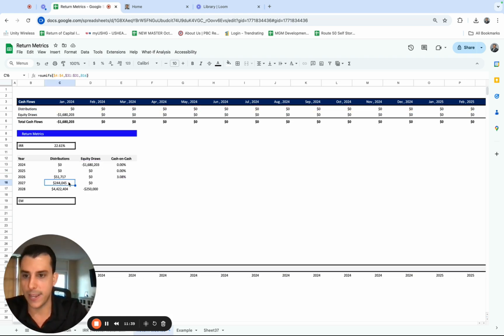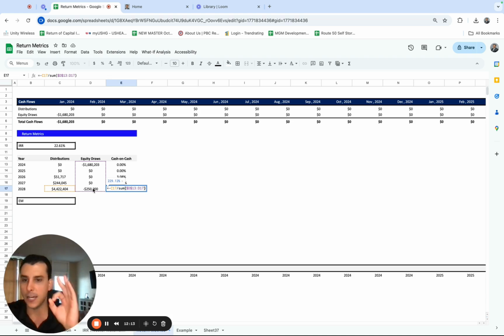2027, what's your cash on cash? It says $244,000 divided by all the equity distributions that got you to this point. Sorry, not distributions, equity investments that got you to this point. So when I pull this down, you can see it's this divided by all of these. And last but not least, 2028, what is your cash on cash? Well, it's going to be this 4.4 million divided by all these equity investments over that period. And keep in mind, it's that starting one plus that other equity investment that occurred in 2028.